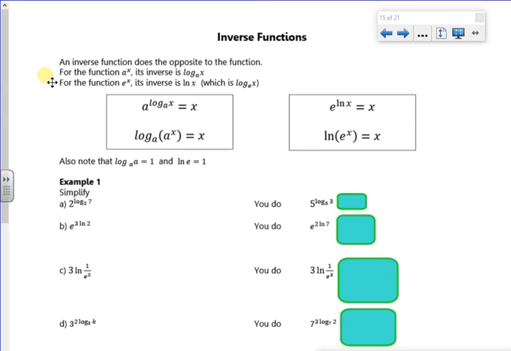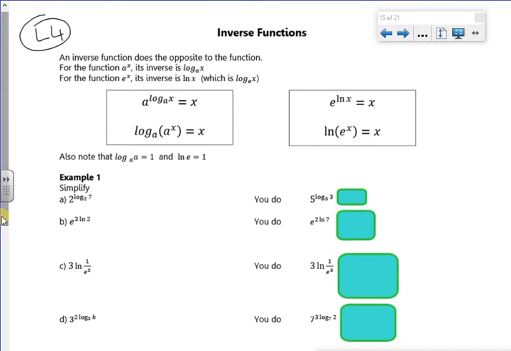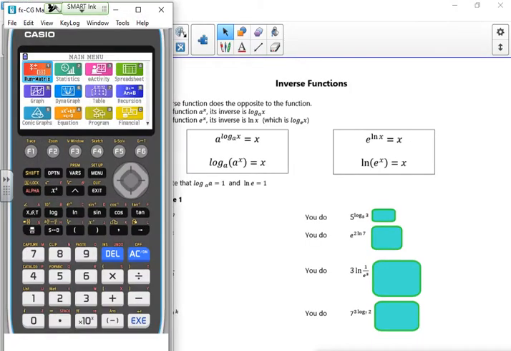So this is lesson four. In my completing pack, it's page 14. I hope it's the same as yours. Right then. In your calculator, I said to you that log and e were opposites. They kind of cancel each other out.